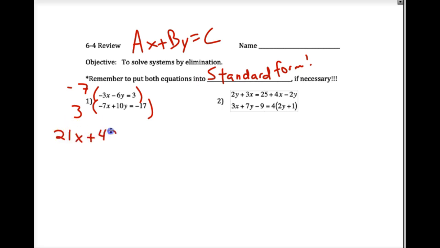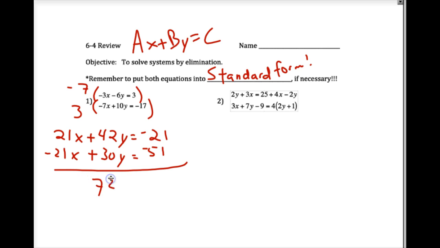21x plus 42y equals -21. -21x plus 30y equals, do you guys know 3 times -17 yet? 51. 3 times 17 is 51. Put that in the long-term memory. It is -72y. Okay, so we're going to add our two equations together now. The x's eliminate. Hence the technique elimination. And then -72y equals -72. Oh, how convenient. Both sides of 72. I got y to be -1.